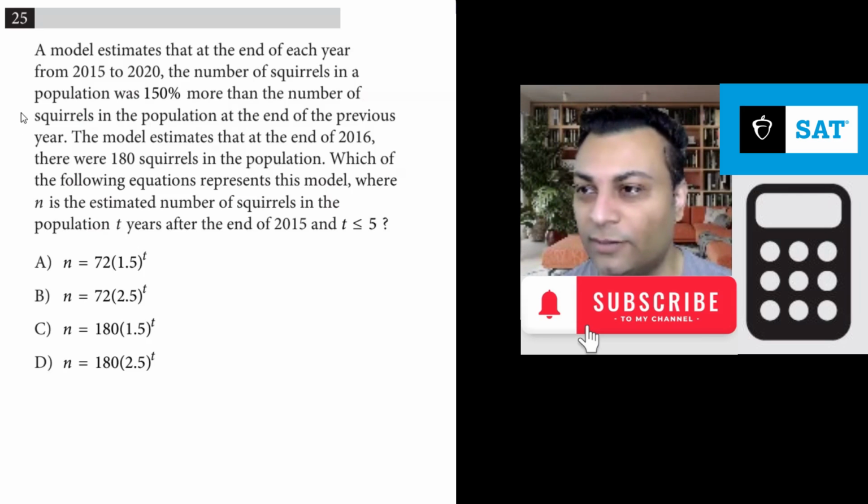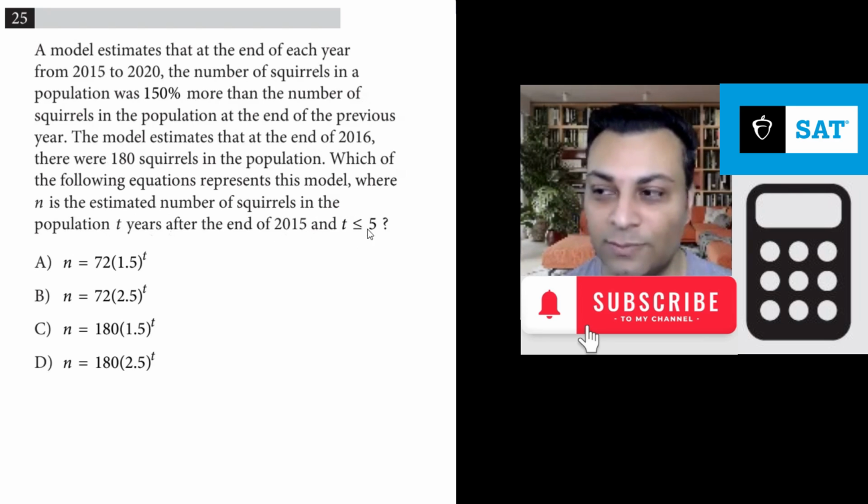Okay, question 25. A model estimates that at the end of each year from 2015 to 2020, the number of squirrels in a population was 150% more than the number of squirrels in the population at the end of the previous year. The model estimates that at the end of 2016, there were 180 squirrels in the population. Which of the following equations represents this model, where n is the estimated number of squirrels in the population, t years after the end of 2015, and t is below 5.